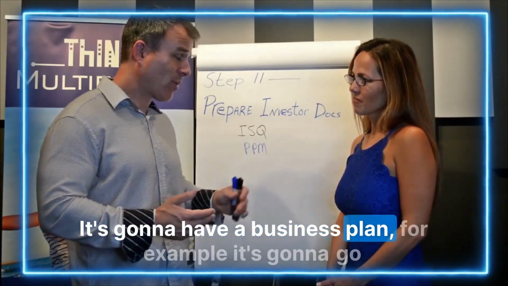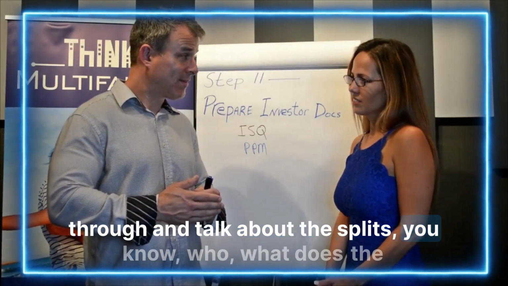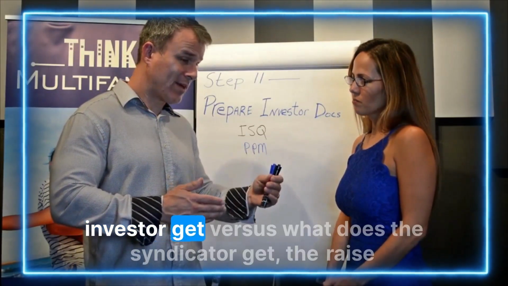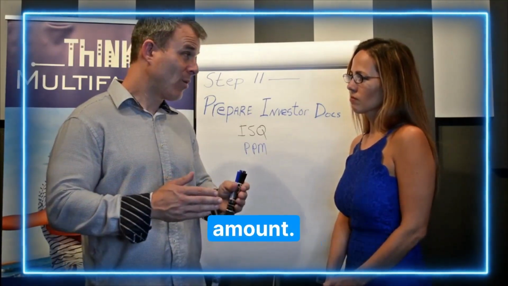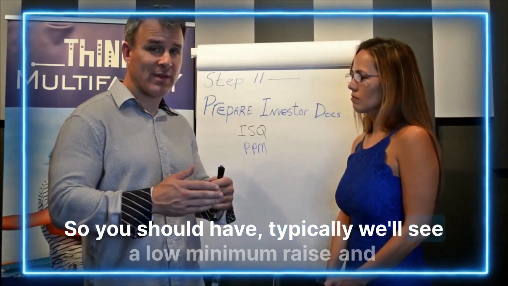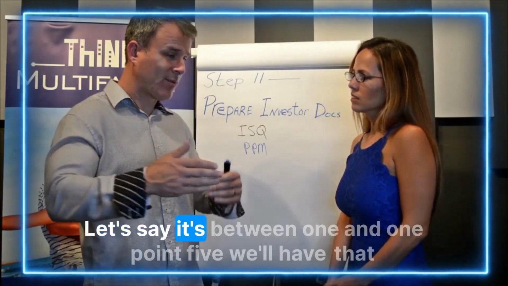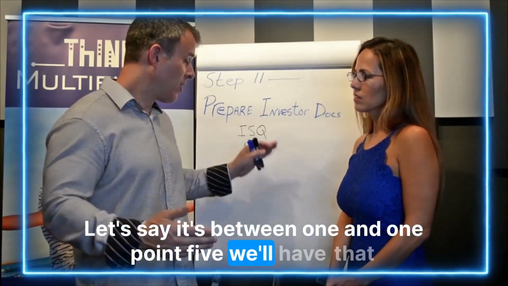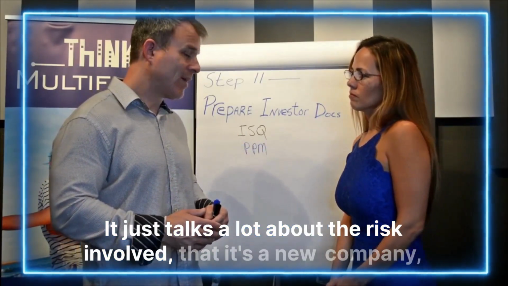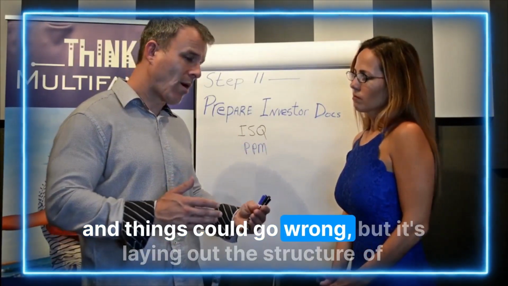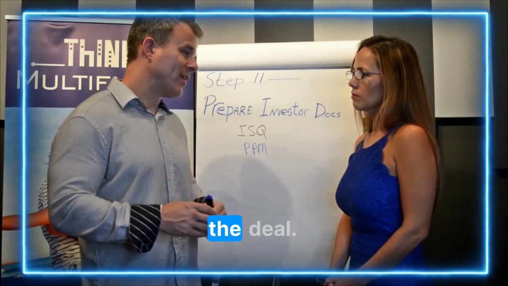It's going to have a business plan, for example. It's going to go through and talk about the splits, what does the investor get versus what does the syndicator get, and the raise amount. Typically we'll see a low minimum raise and a high raise, so let's say it's between 1 and 1.5. It'll have that range in there. And it talks a lot about the risk involved, that it's a new company and things could go wrong. But it's laying out the structure of the deal.